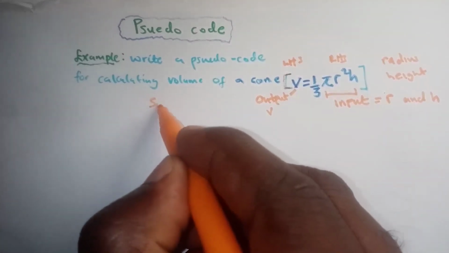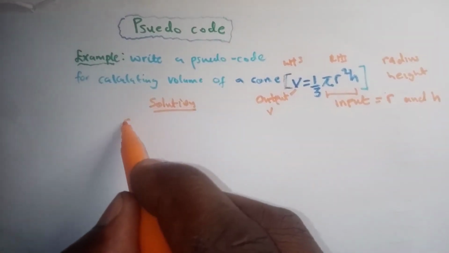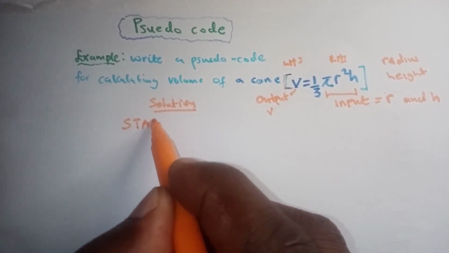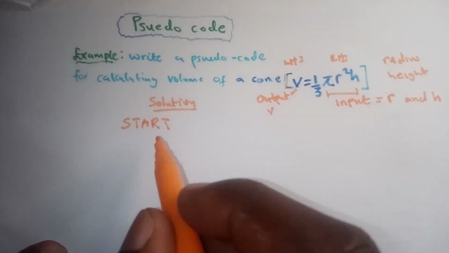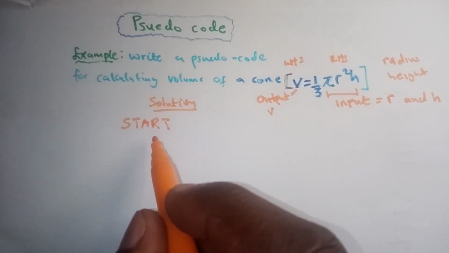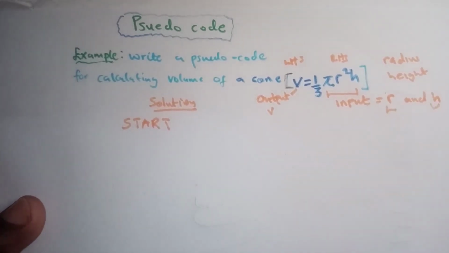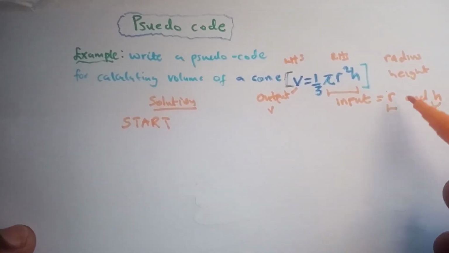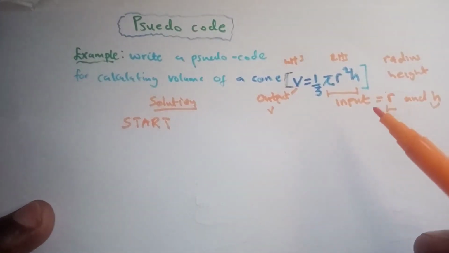So solution, start. If it were a flowchart, we would have used an elongated circle. Now this is a pseudocode, so we're just going to write the word start. After you do start, you need to enter your inputs. Usually you find that some would enter them both at the same time, but each of these will have certain conditions. So H and R have different conditions under volume for a cone. So we're going to enter them separately.